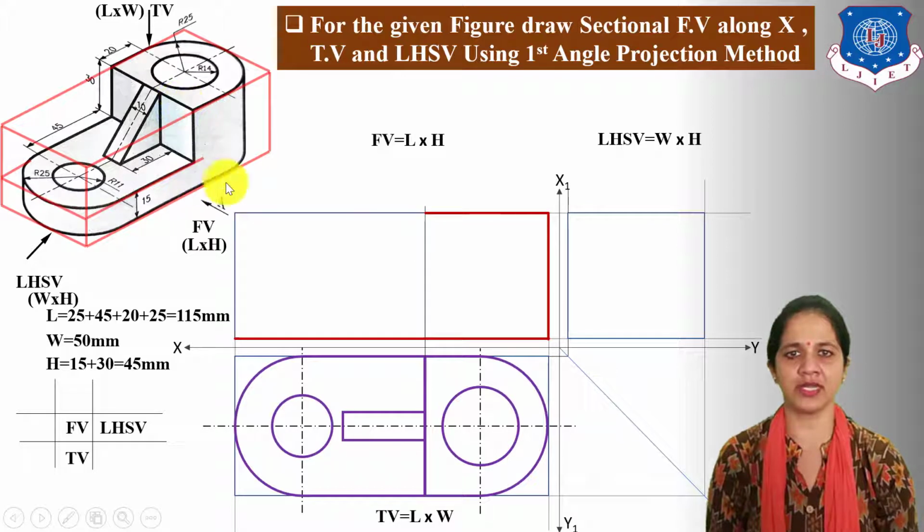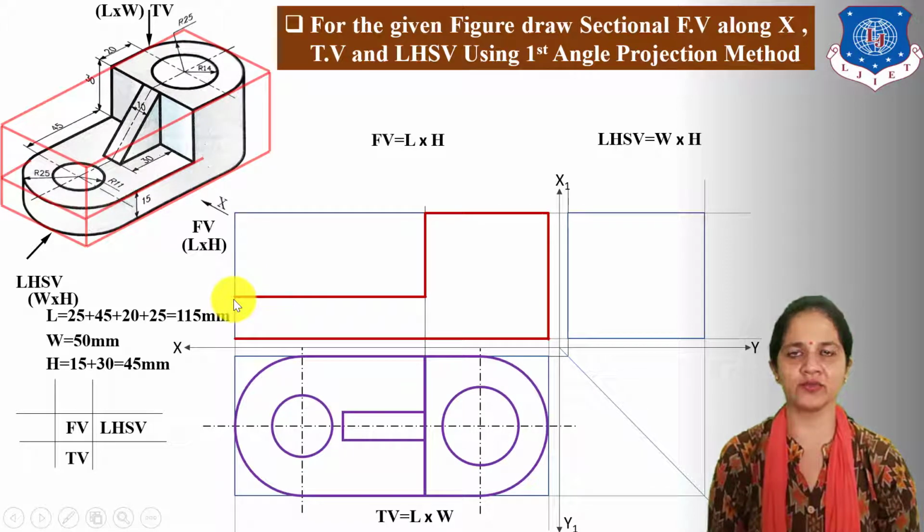Next, draw 30 mm height line. Next, draw length line up to the end of the box and draw 15 mm height line.